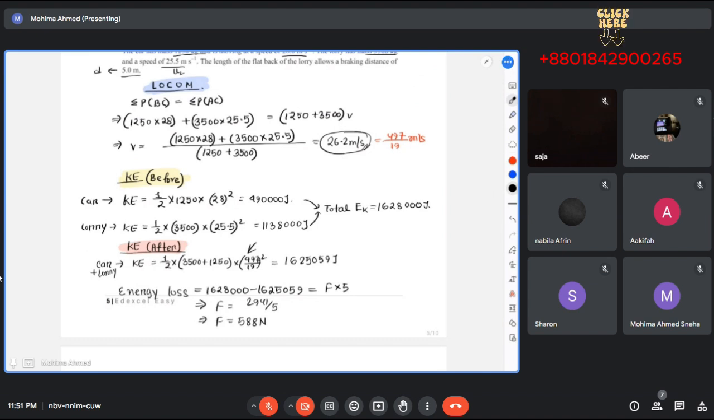So that means this is possible, because the force that should be applied on the car to make it stop before it can hit the back of the cab of the lorry is about 600 newtons. So approximately 588 is able to make this entire car come to rest before it could hit the back of the cab. Is this clear?